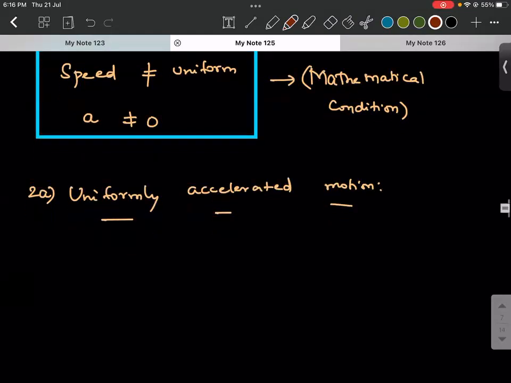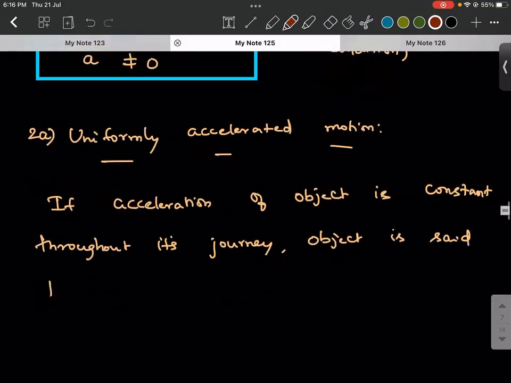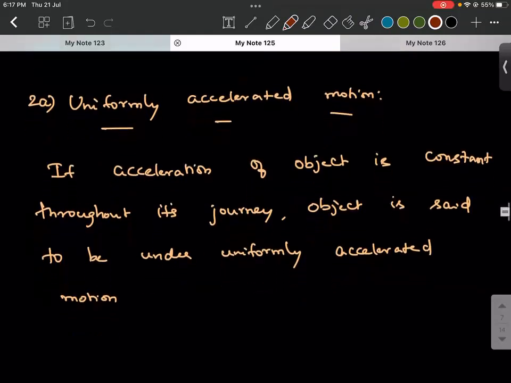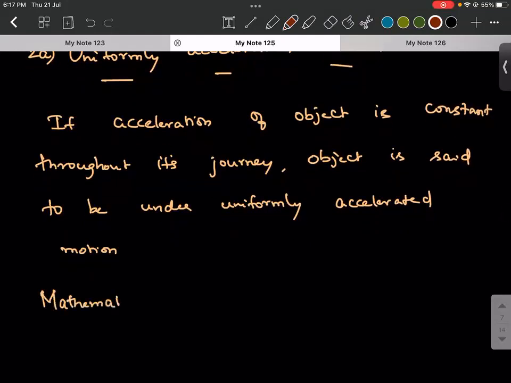Okay, so as the name suggests, uniformly accelerated motion means if the acceleration of the object is constant throughout its journey, the object is said to be under uniformly accelerated motion. So mathematically, what I can say is delta V by delta T, which is acceleration, is a constant.